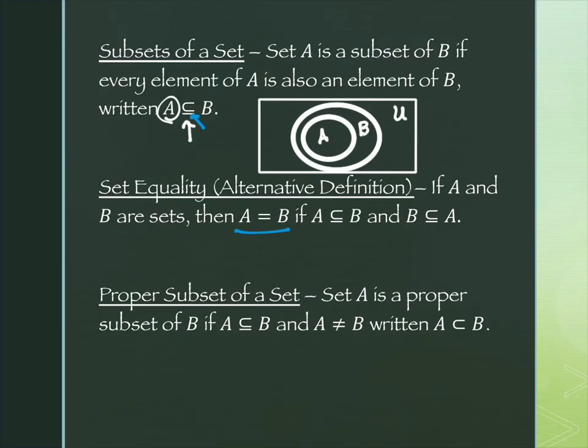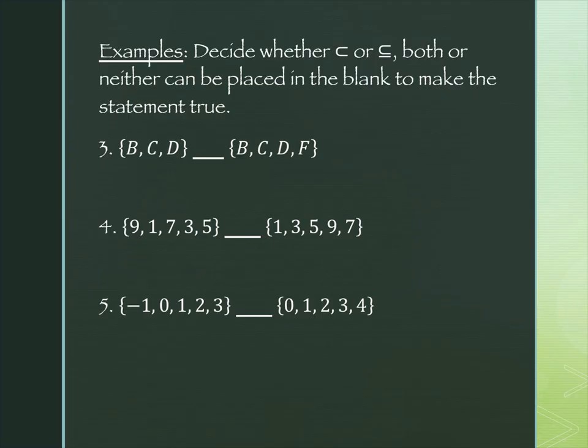and some just don't. So what we're going to do is we're going to take a few sets, and we're going to decide which of these symbols, subset, proper subset, both of them, or neither of them, should go in the blank. Now, the general way that I always start with these is I simply ask myself, is everything in the first thing in the second? Is everything on the left also on the right? Because that eliminates some of the options right off the bat.